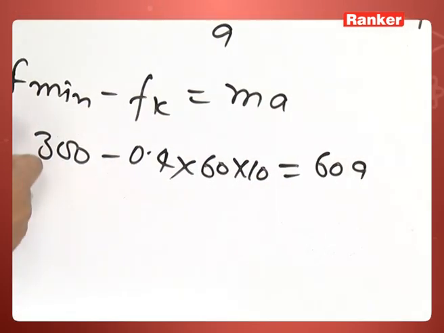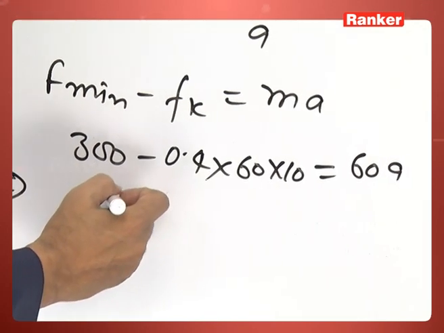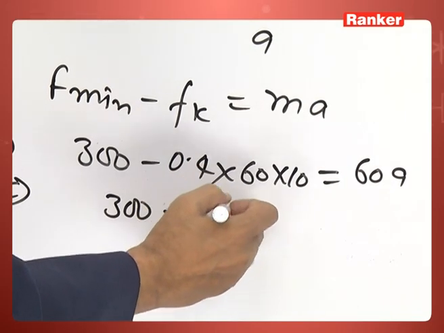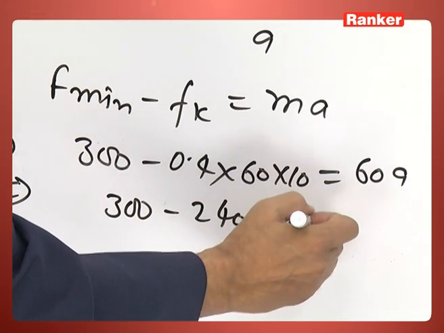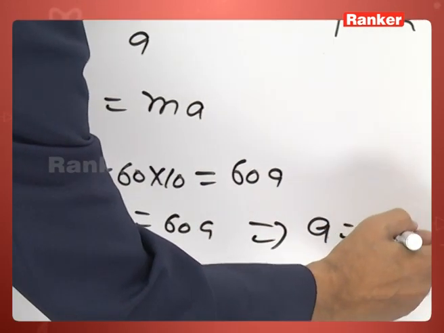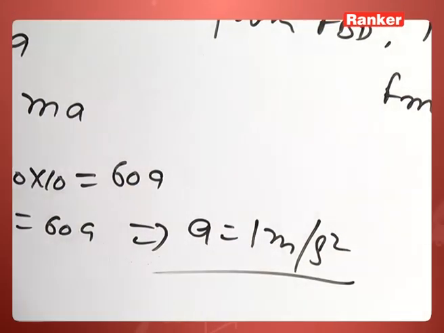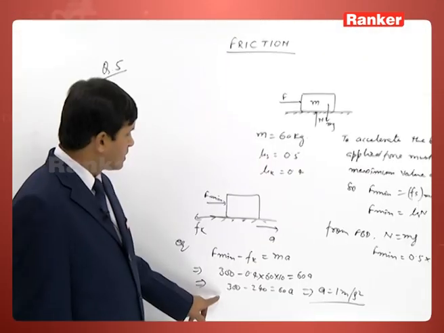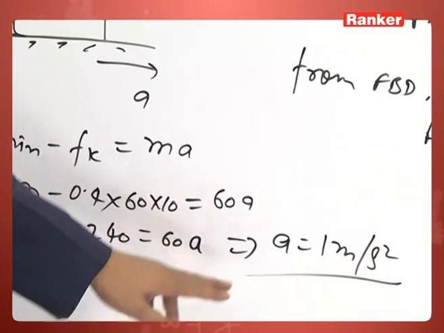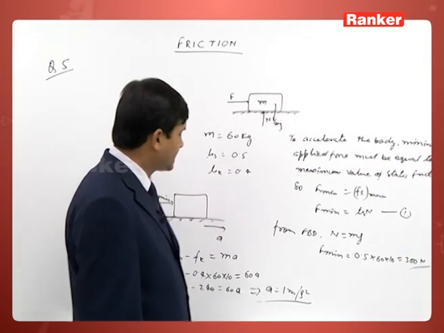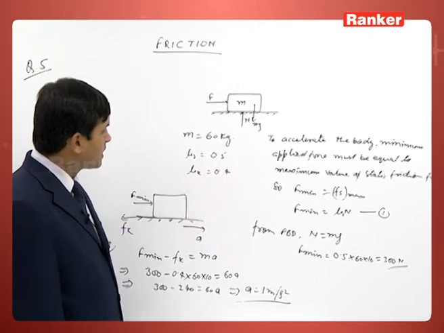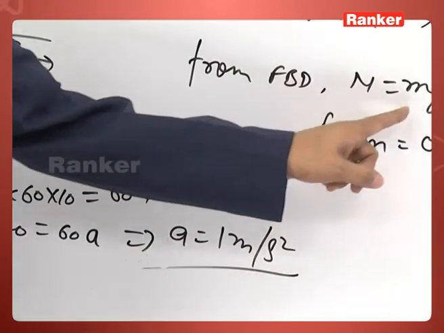So, now simplify here. 300 minus 240 is your 60A, which gives us A is equal to 1 meter per second square. Now see, from here we can say 300 minus 240 is 60A. So our answer A is coming 1 meter per second square when we have considered the G value as 10.